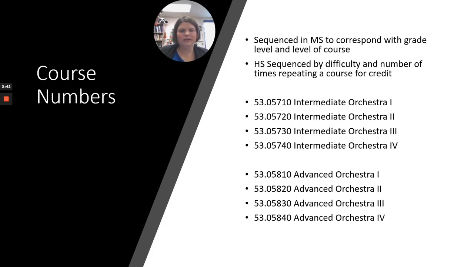So, for example, if we look at intermediate orchestra in high school, we see 5305710. So that's the first year that student took intermediate orchestra. If they take intermediate orchestra for a second school year, then you would use that course number ending in 20 instead of 10, then 30, then 40 if they used it all 4 years. The next course after intermediate orchestra is advanced orchestra. So you can see the number changes from 057 to 058. And then it ends in 10, 20, 30, or 40 based on if it's year 1, 2, 3, or 4 that student is taking that course.